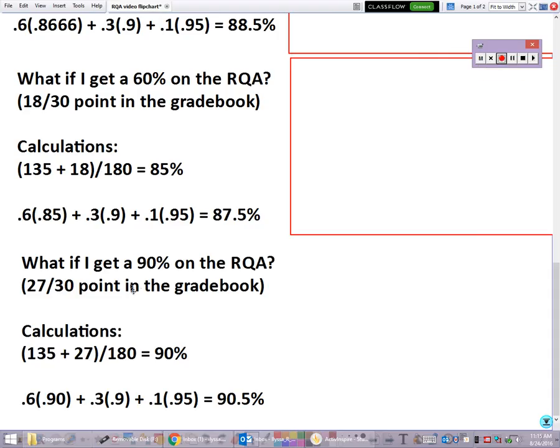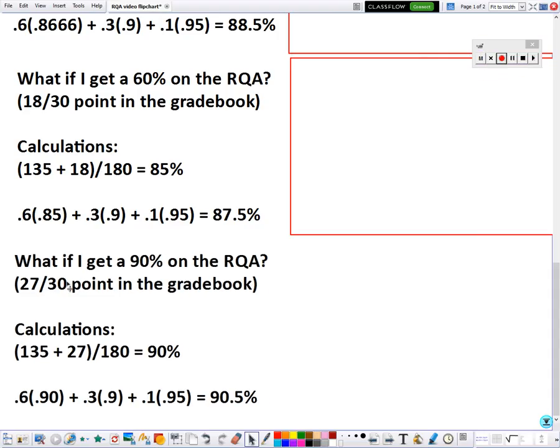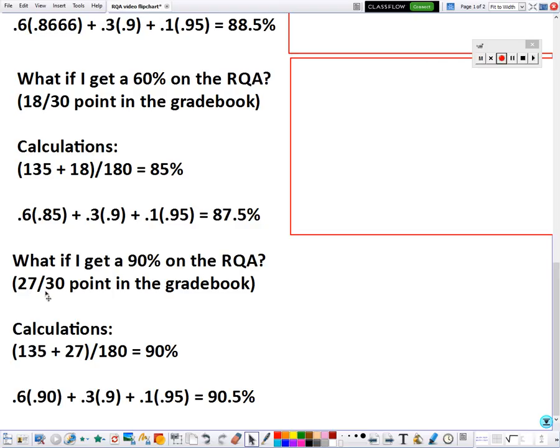So if this student gets a 90% on the RQA, they would get 27 out of 30 points in the grade book for that last summative grade. Add it to the 135 that we had out of the 180, so now their summative category is 90, and their quarter grade stays a 90.5.